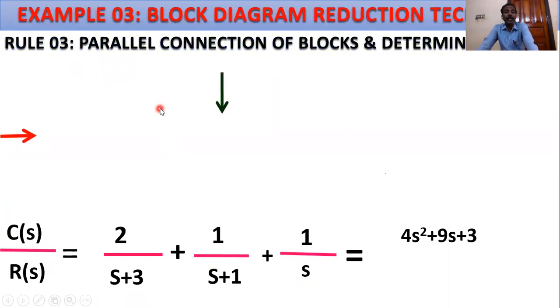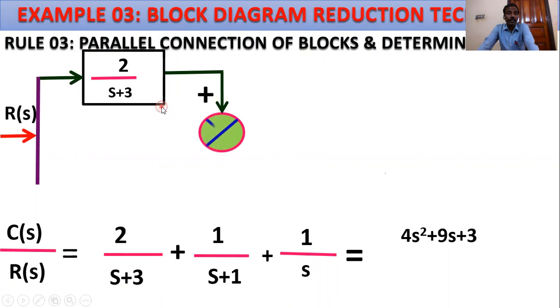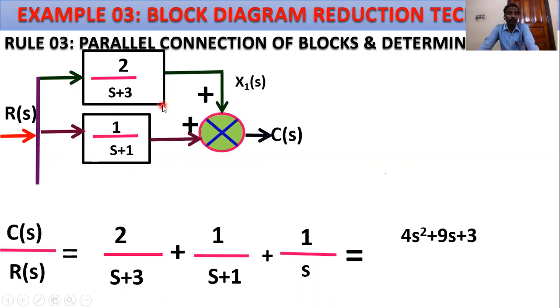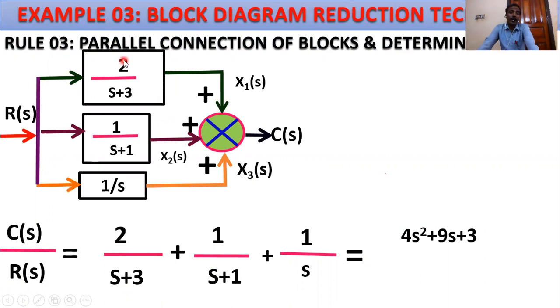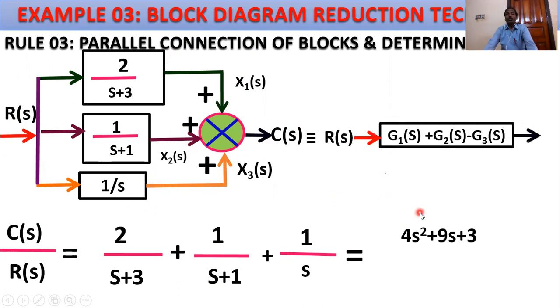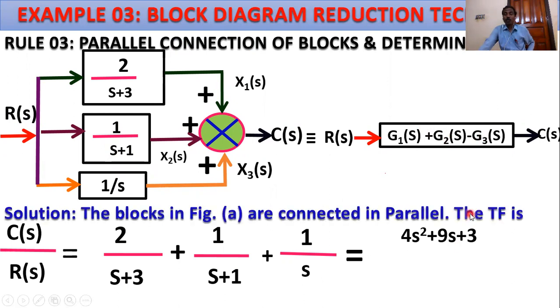Then example 3. What is the example? Just this is the example. For the first block, 2 by s plus 3, second block 1 by s plus 1, and third block 1 by s. R(s) is the reference input and C(s) is the system output. X1(s) is the first forward path, X2(s) the second forward path, and X3(s) the third forward path. The overall output C(s) equivalent circuit: R(s) input and G1(s) plus G2(s) minus G3(s), and the output equals the controlled output C(s).